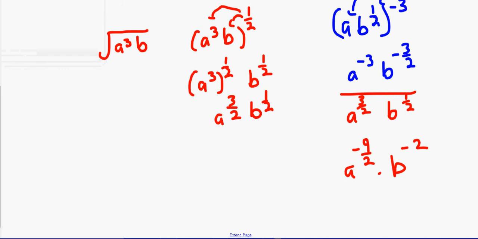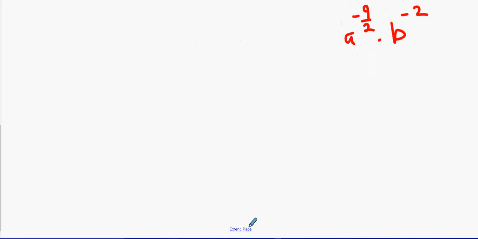You could also use the negative power rule as an example. X to the power of minus 5 means 1 over x to the 5. So I could actually change this answer into 1 over a to the power of 9 over 2 b to the power of 2. That is also an answer.